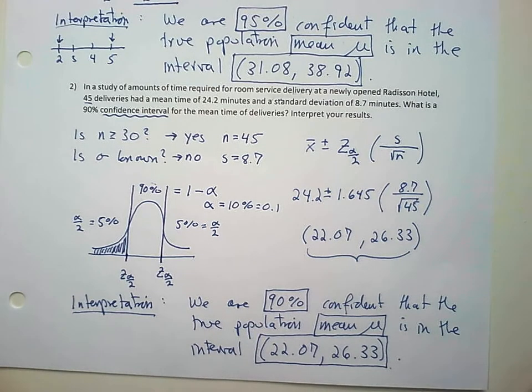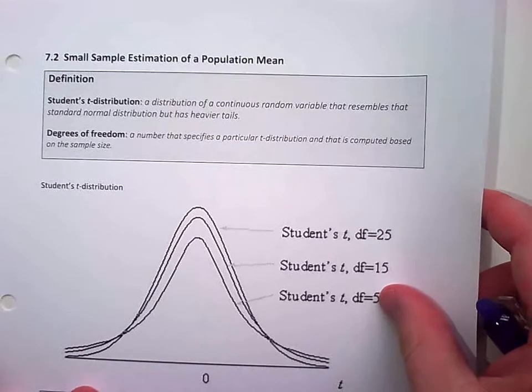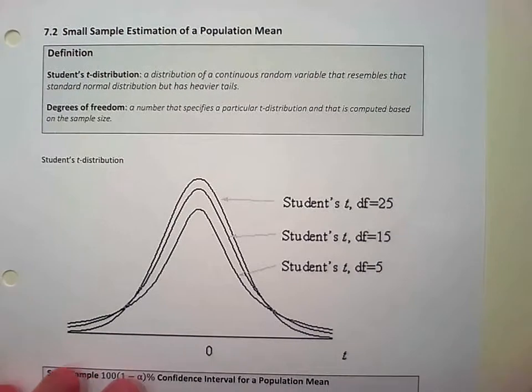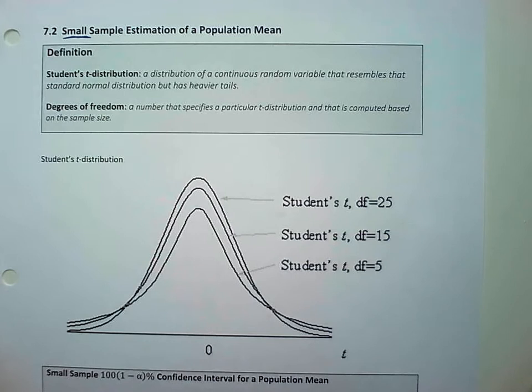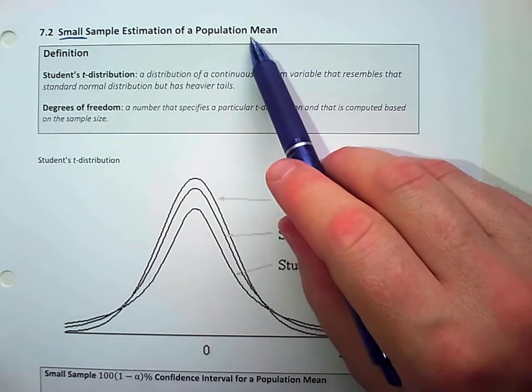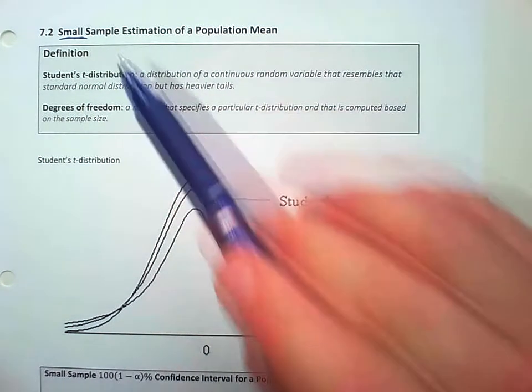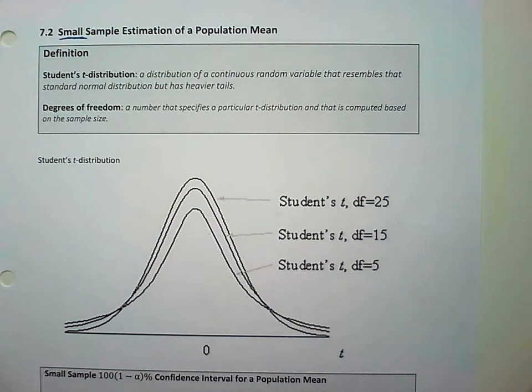So, those were two examples for large sample estimation of the population mean. Now we're going to finish off section 7.1 and go into section 7.2 that deals with small sample estimation of the population mean. So instead of using large sample estimation, we're still going to estimate our population mean, but now we're going to be dealing with small samples.